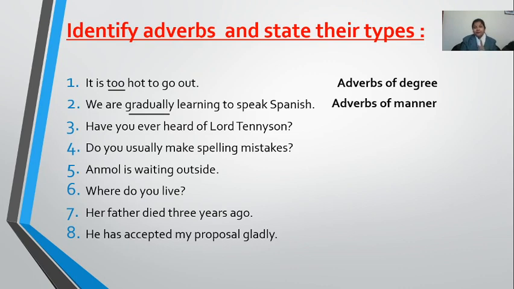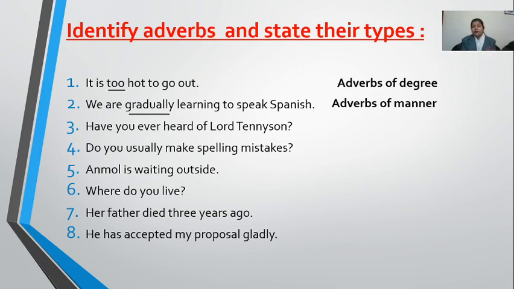So which type of adverb uses this question word how? Adverb of manner. Okay, this means first you find that adverb in the sentence, then start asking the question to the word it is modifying. Whatever question gets you that adverb as your answer, that question word will tell you what type of adverb it is.